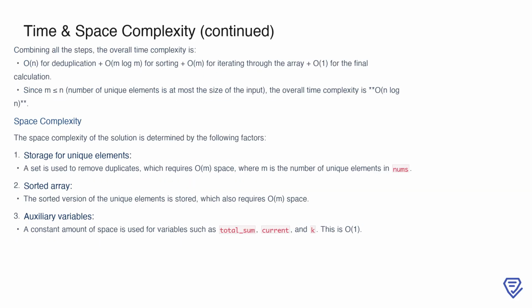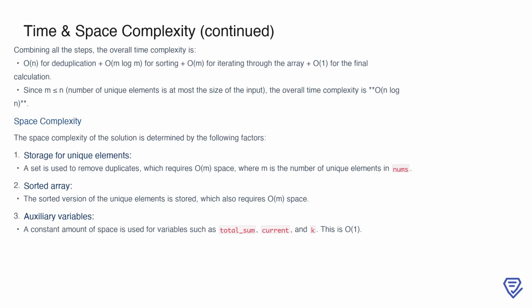When we combine these steps, the overall time complexity can be expressed as O(n) for deduplication, plus O(m log m) for sorting, plus O(m) for iterating through the unique elements, and O(1) for the final sum calculation. Since the number of unique elements, m, is always less than or equal to n, the time complexity simplifies to O(n log n).